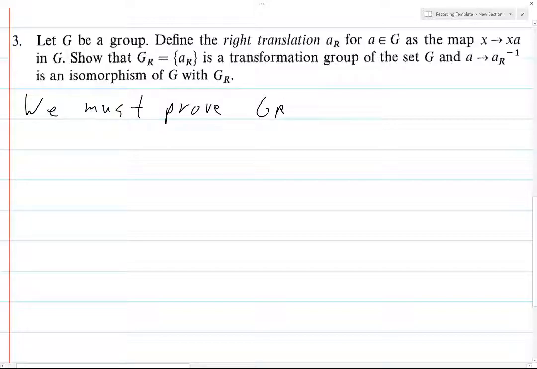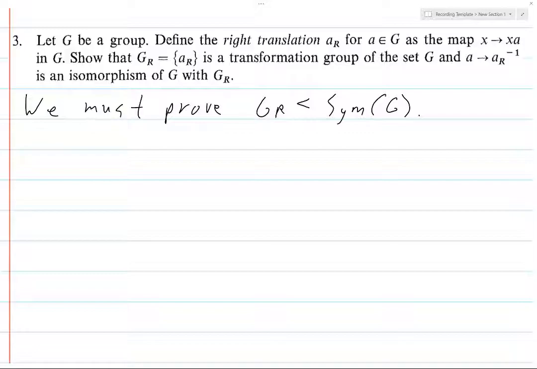is a subgroup. I learned you can write subgroup using a less than sign. I don't know if this is standard notation, but I'll use it just because it means I have to write less. Anyways, we must prove that G_R is a subgroup of the symmetric group on G, because that's what it means to be a transformation group.